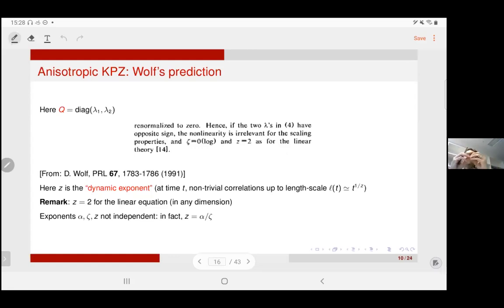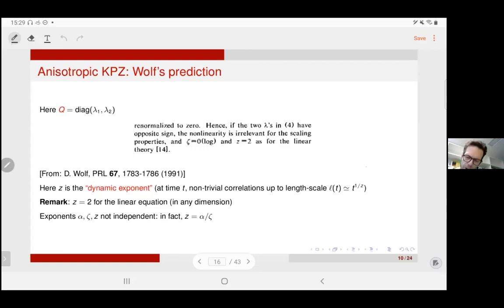So you can imagine initially you have something deterministic, or delta correlated in space, something like this. And then as time grows, H becomes correlated at larger and larger distances. And this correlation length, call it L of T, tells you up to which distance non-trivial correlations are present. This will in general grow with T. And if you suppose it grows like a power of T, then you call 1 over Z this exponent, and Z is this dynamic exponent.